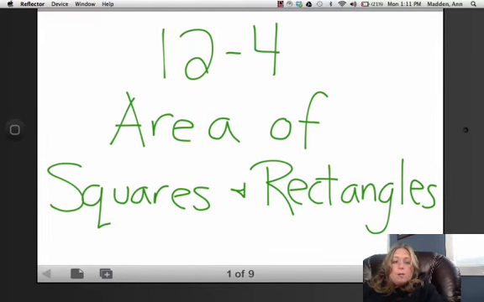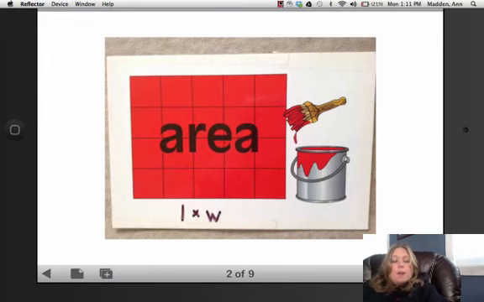Tonight we're going to be talking about the area of squares and rectangles. The area of an object is all the space that it covers. Look right there, the paintbrush is covering the entire area of that rectangle. The equation for finding the area of a square or a rectangle is L times W. That means length times width.